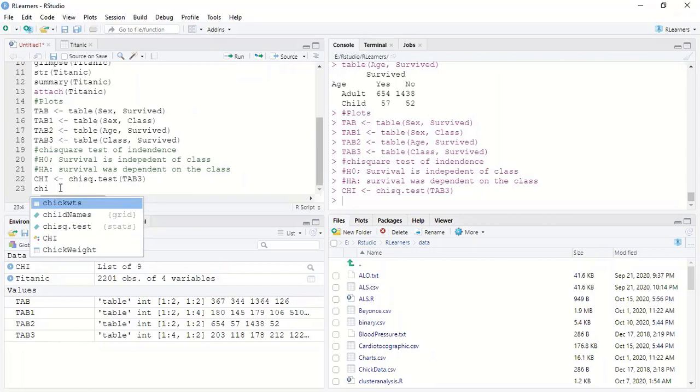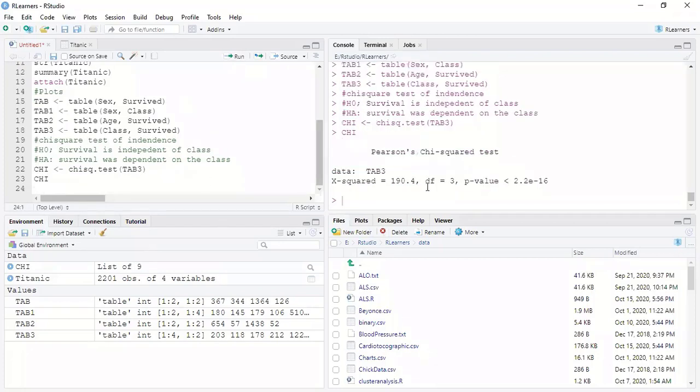Okay, this is the Pearson's chi-square test of independence. Therefore, the p-value here is less than 0.05. If it is less than 0.05, it means that the class that you were in had an influence on whether you survived or not. So maybe those who were in the first class survived more than those who were in the third class.